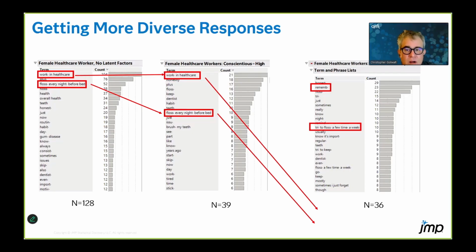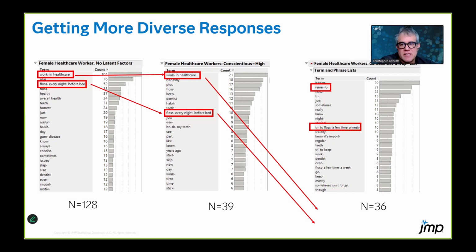Interestingly, work and healthcare is the number one term in the first two, but drops off entirely in the low conscientiousness case. This is sensible, as why would someone that flosses less regularly cite their job as something motivating them to floss? Floss every night is also common in the first two, but drops out in the low conscientiousness case. On the other hand, the low conscientiousness case has terms like honest, remember, try, sometimes as frequent terms, which were indicative of less routine flossing in our analysis.